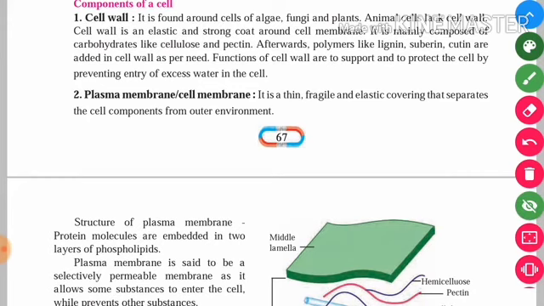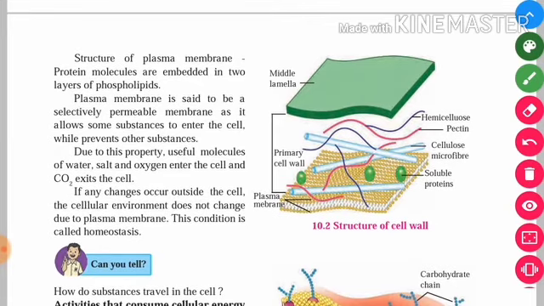It is a thin, fragile, म्हणजे खूप नाजूक असते, an elastic covering that separates the cell components from the outer environment. मग तो outer environment ला तो वेगळा करतो, cell आणि outer environment ला. The structure of the plasma membrane: protein molecules are embedded in the two layers of the phospholipids.